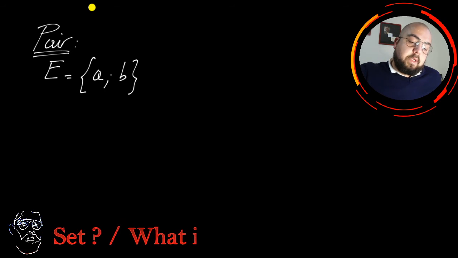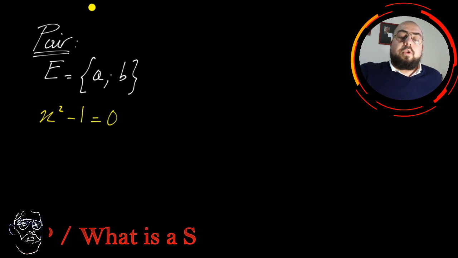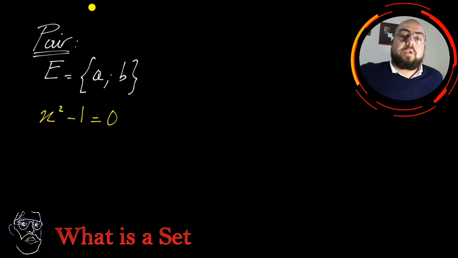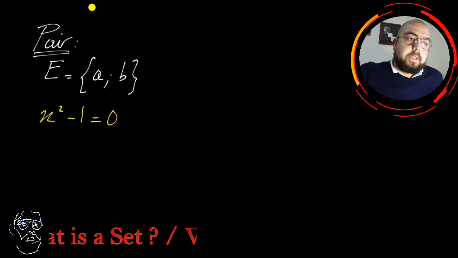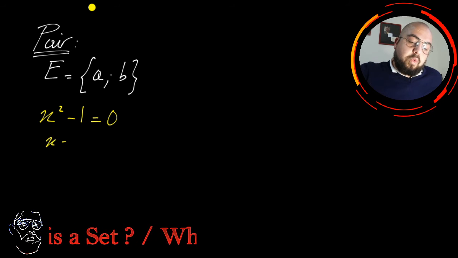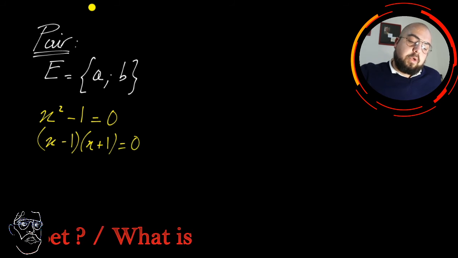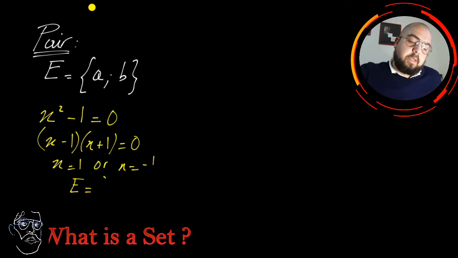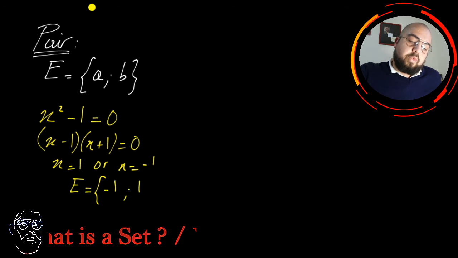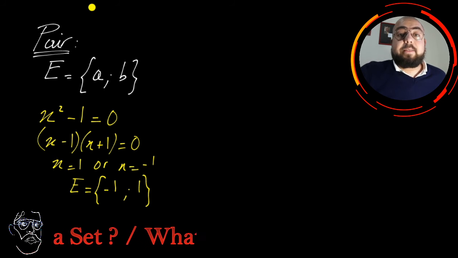What about solving the equation x squared minus 1 is equal to 0? The solution or the roots of this equation will form the elements of the set E. So you simply say it's (x minus 1) times (x plus 1), which is equal to 0. So you will have x is equal to 1 or x is equal to minus 1. So your set E is formed by two elements, minus 1 and 1. It is formed by two elements, so we can call this set a pair.